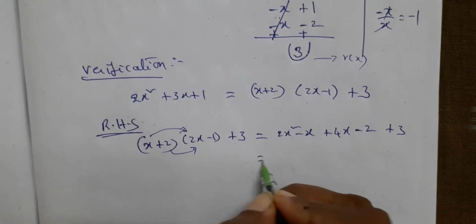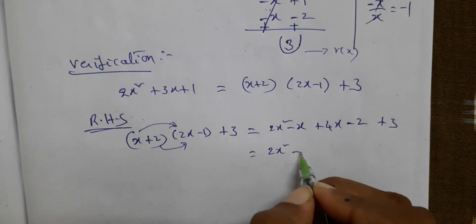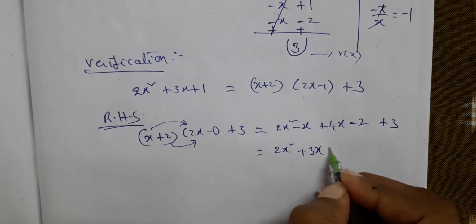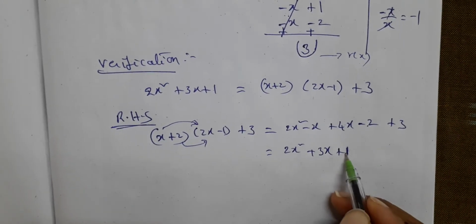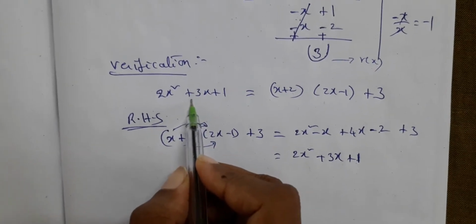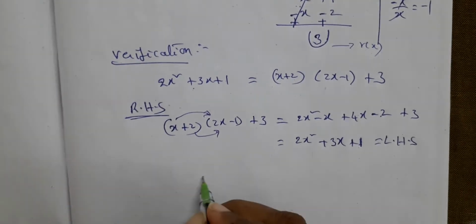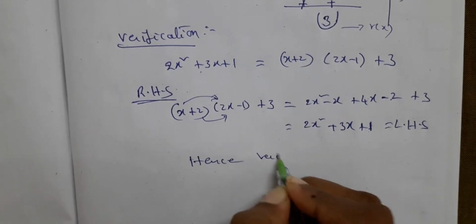Now further simplifying, you have 2x square, minus x plus 4x is plus 3x, minus 2 plus 3 is plus 1. So we got 2x square plus 3x plus 1. Is this LHS? Yes, this is absolutely equal to LHS. Hence verified.